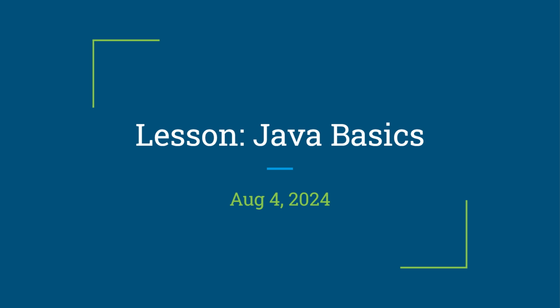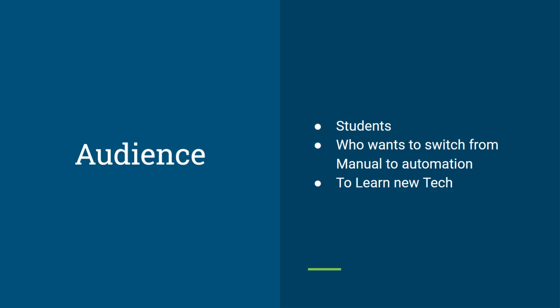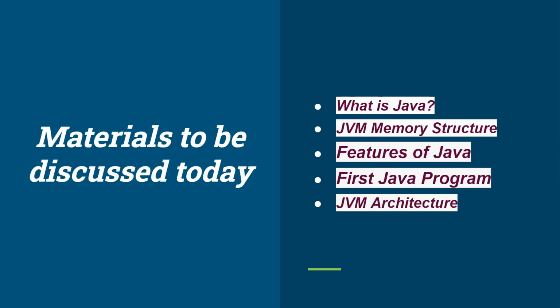So today we will learn about the Java basics. What is Java? What kind of audience can watch this video? Students who want to learn, who want to switch from manual to automation. Like there are some people who are working on manual testing, but want to switch to automation. They can watch and learn. And who wants to learn new technologies, like if someone is working with Python but wants to learn Java, he also can go with that.